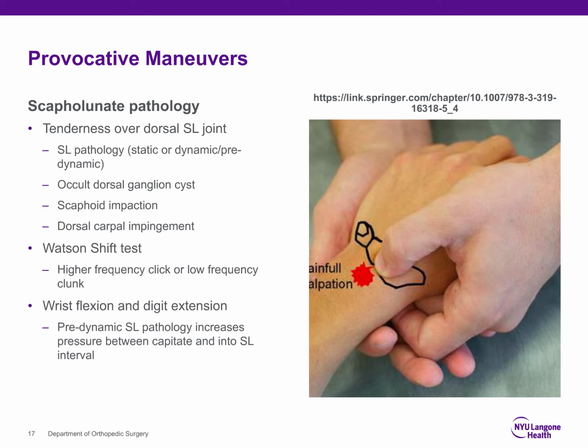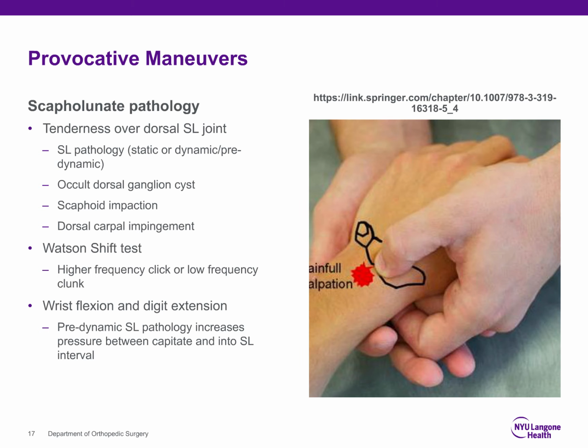Scapholunate pathology is a very common thing that we look at, and I'm not going to go into detail about that. But tenderness over the scapholunate joint is very important. But that's a non-specific finding because there are many other things it could be. It could be static or pre-dynamic SL pathology, obviously what you're looking for, or an occult dorsal ganglion, or scaphoid impaction, or dorsal carpal impingement. So it gives you an idea, but once again, it doesn't diagnose it for you.